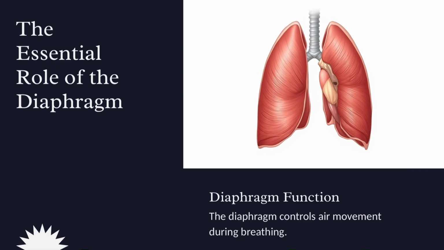The diaphragm is the main muscle of breathing. Its movement controls the flow of air during inhalation and exhalation.